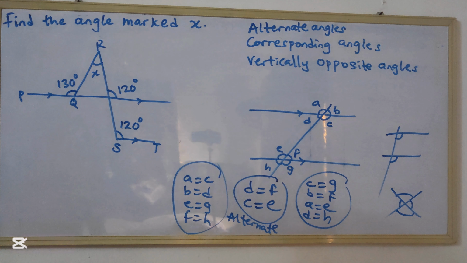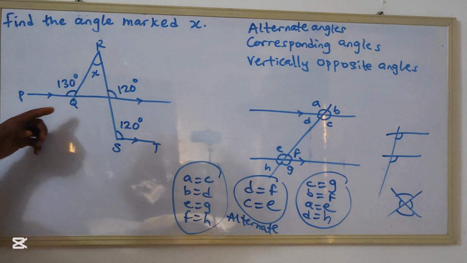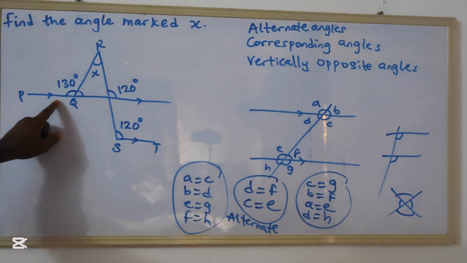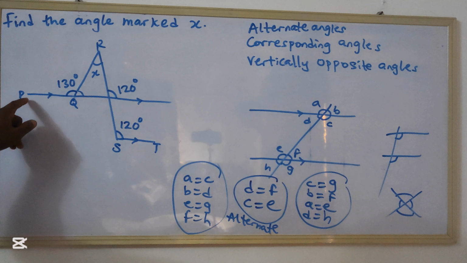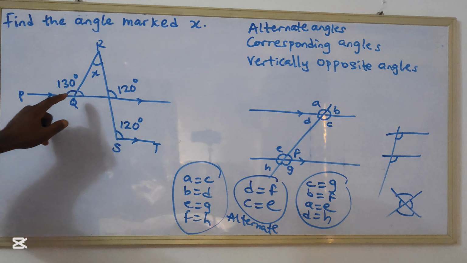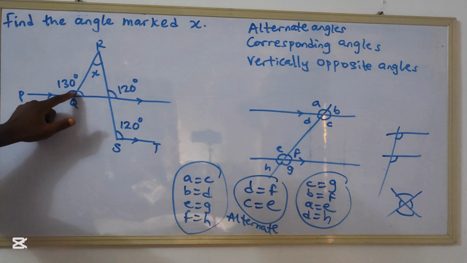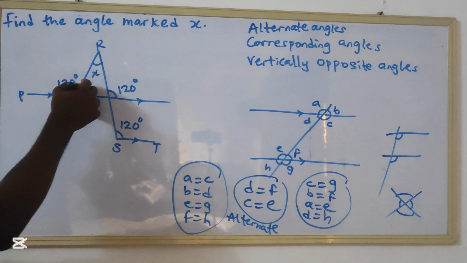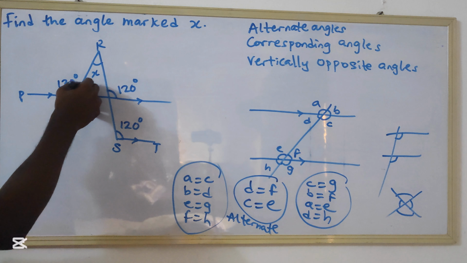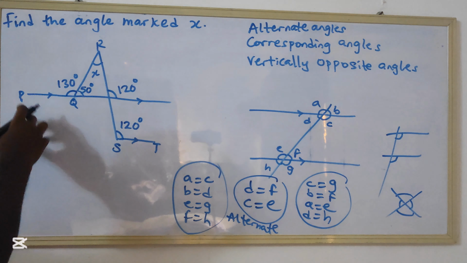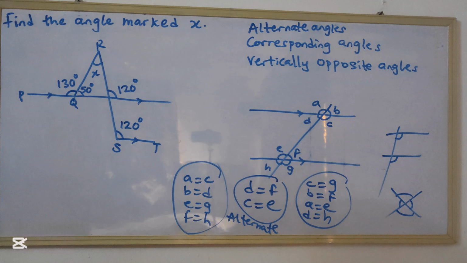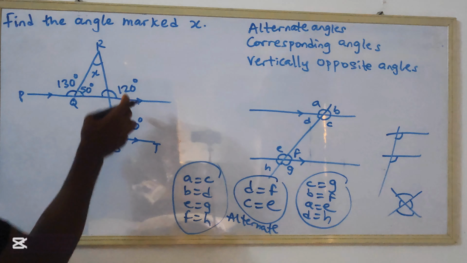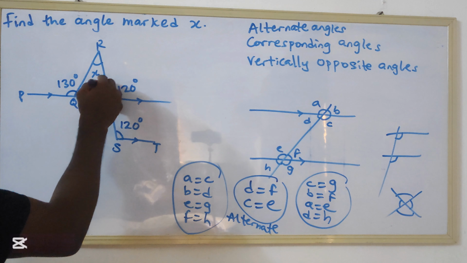That's the first thing. Second thing that I need to do is to find this angle here. Now, PQ is a straight line, and there is a 130 here. I can subtract this 130 from 180 and get this angle to be 50 degrees, so that the sum of the angles on a straight line will still be 180 degrees. I can do the same for this one and say 180 minus 120 will be 60.